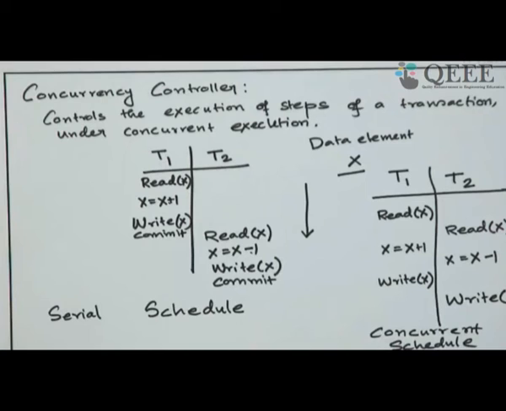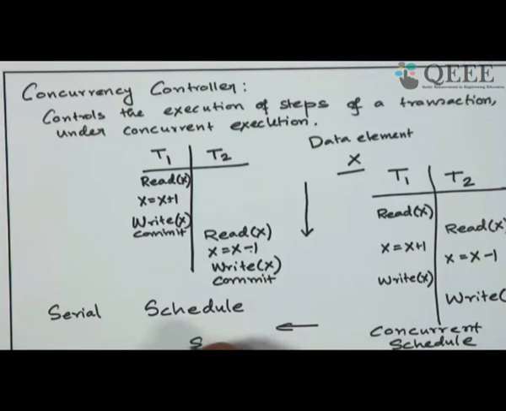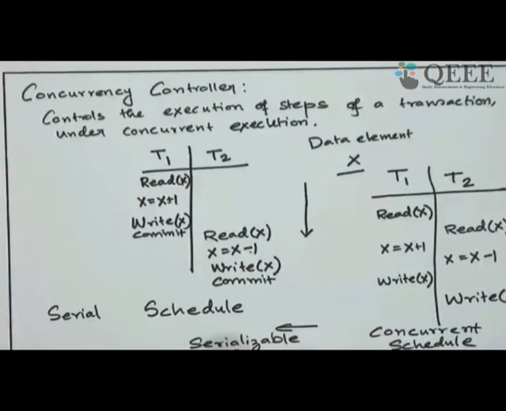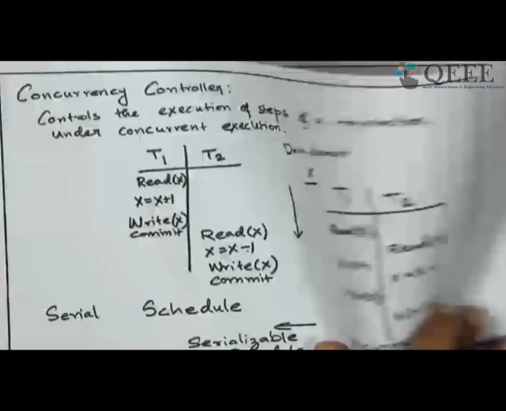This is a serial schedule, but not all concurrent schedules are consistent. They are not isolated. They may give erroneous results. So there is a class of concurrent schedules called serializable schedules, which means that by some transformation you can convert it to a serial schedule. Those are of interest to us. So let us see what a serializable schedule is.